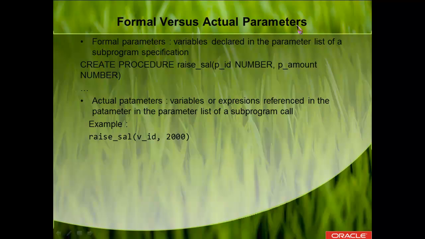Formal versus actual parameters. A formal parameter is a variable declared in the parameter list of a subprogram specification. This is the syntax: create procedure raise_sal. An actual parameter is a variable or expression referenced in the parameter list of a subprogram call. This is, for example, raise_sal.